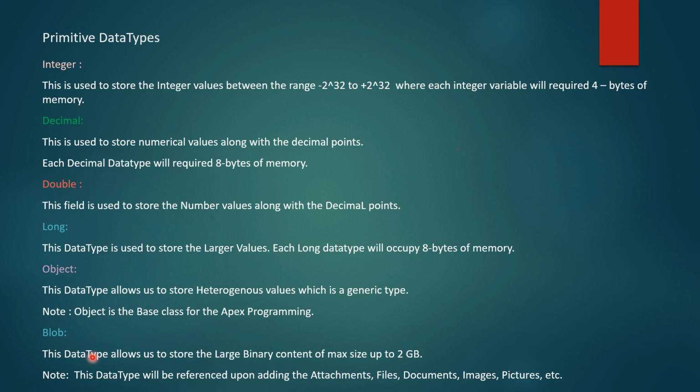Blob. This data type allows us to store large binary content of max size up to 2 GB, and this data type will be referenced when adding attachments, files, documents, images, pictures, etc.